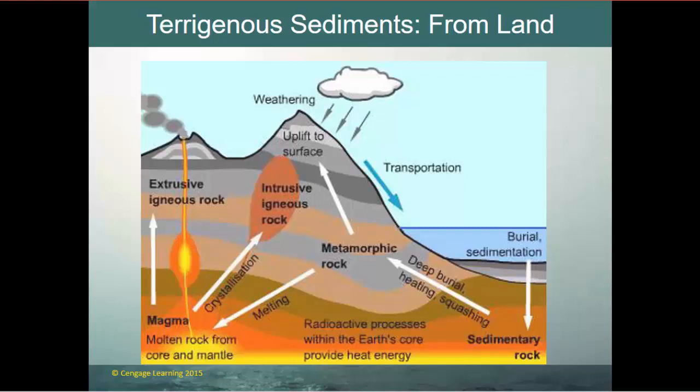Now that sedimentary rock may be turned into metamorphic rock or igneous rock, or maybe even extrusive igneous rock, which cools at the surface. But at any rate, in some process, what used to be sediment gets turned into sedimentary rock, and eventually it gets uplifted as a mountain again, where it once again is eroded. Again, that is the sediment cycle, and specifically terrigenous sediment that comes from land.